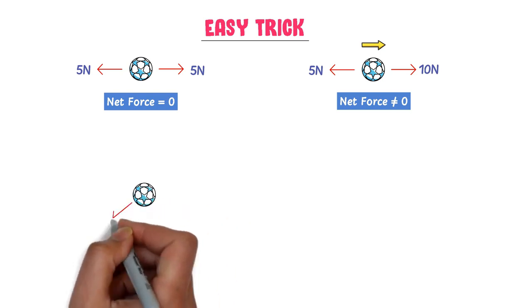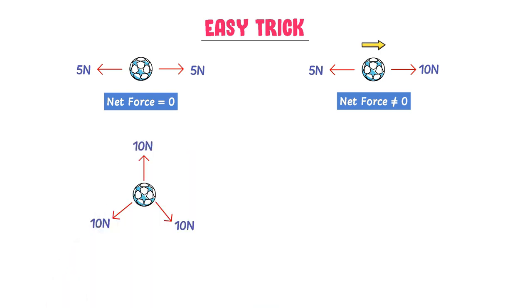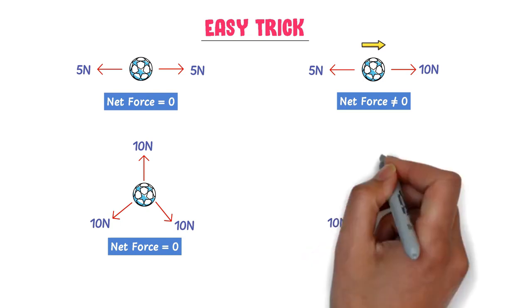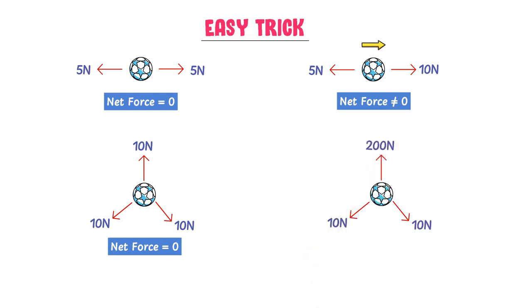Similarly, consider another case. Let the ball experience 3 forces of 10 Newton in 3 different directions. Here, again the net force is 0 and the ball doesn't go anywhere. Lastly, consider this case. Here, one force of 10 Newton acts on the ball in this direction and another force of 10 Newton also acts on the ball in this direction, while there is one force of 200 Newton acting on the ball in this direction. What about the net force? Well, the net force is not 0. The ball will move in this direction.